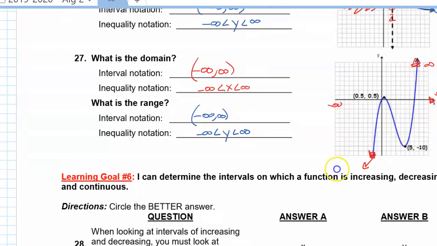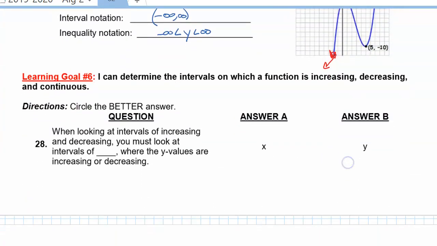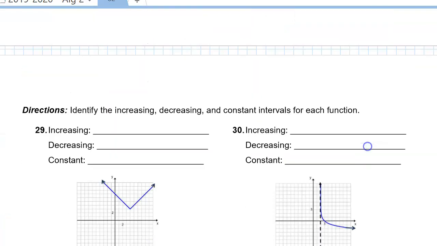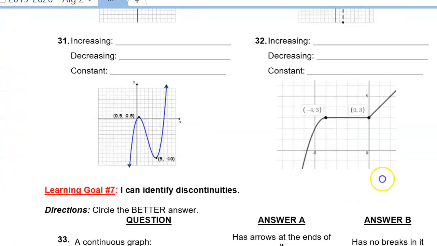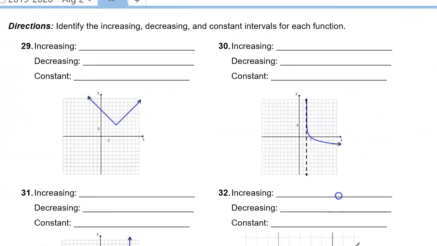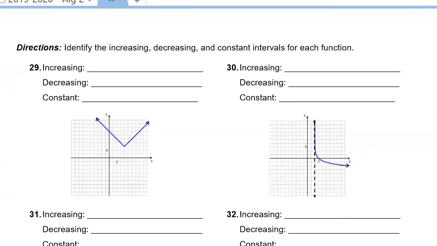Okay, moving on to increasing, decreasing, and constant. Question number 28, we're always looking at the x values. This is how we answer our question. We must look at the intervals of x where the y values are increasing or decreasing. So we always answer in terms of our x values, even though we are looking at the y values, whether they're going up or down. Question number 29 through 32 are asking us to identify the different intervals that are listed there.